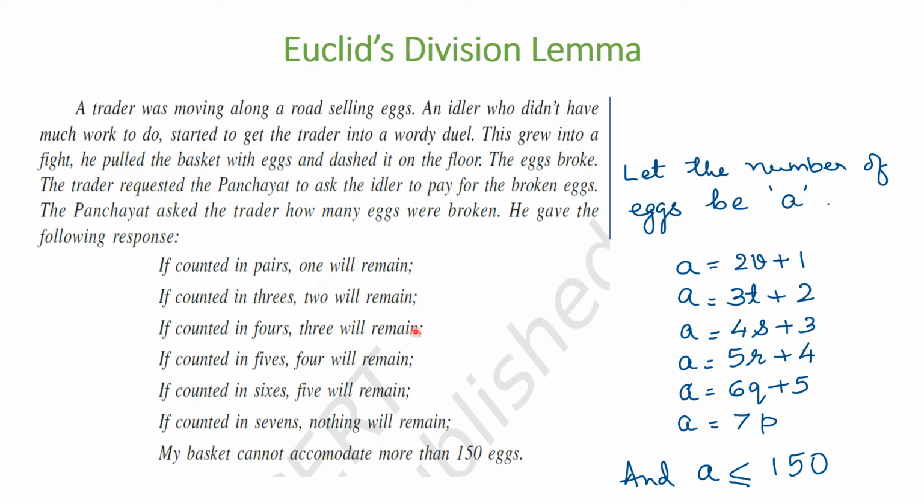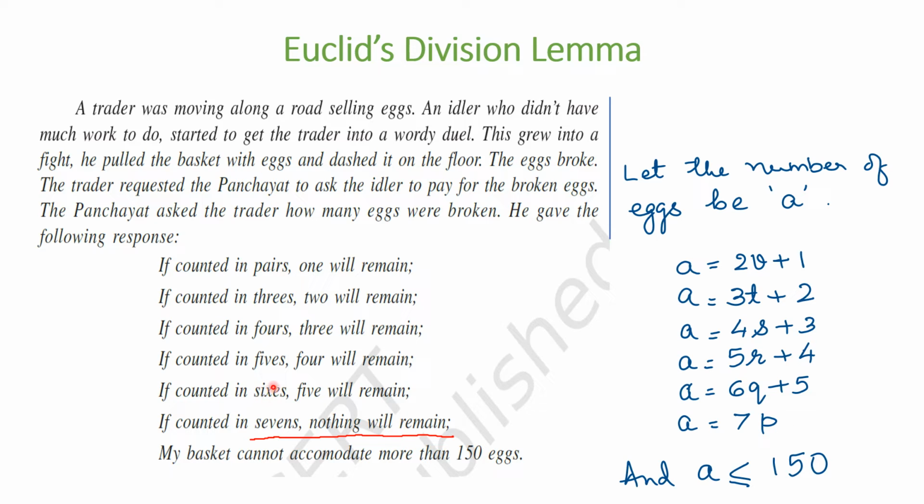So in order to solve this, let the number of eggs be A. If you read the last sentence, if counted in sevens, nothing will remain. That gives you the hint that the number A, the number of eggs, is going to be a multiple of 7. So I have written A is equal to 7p.